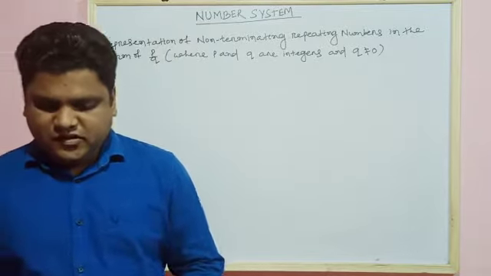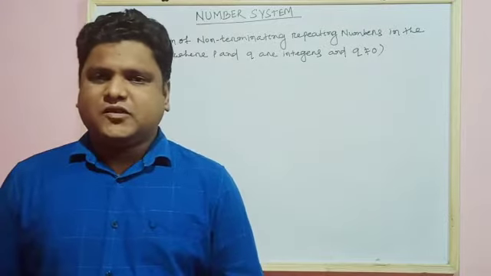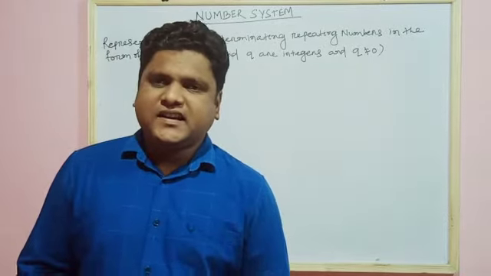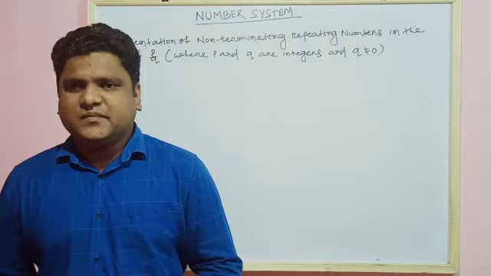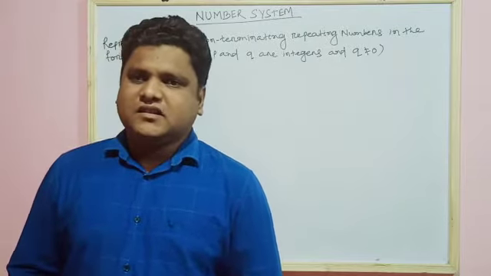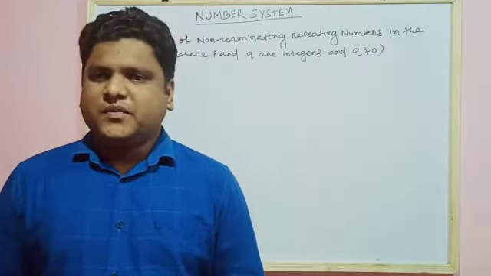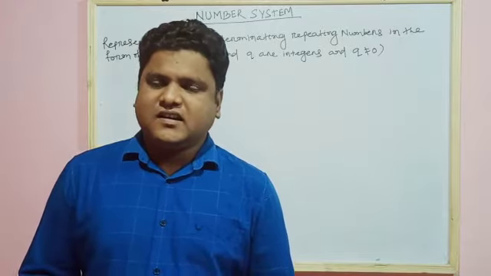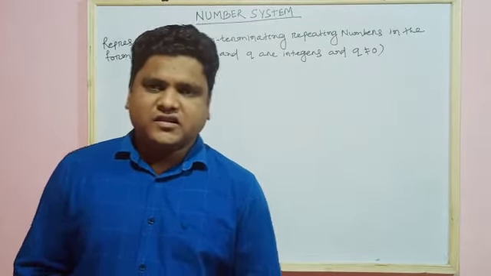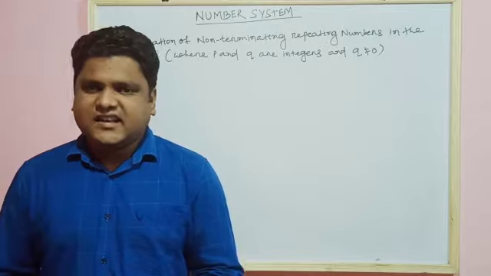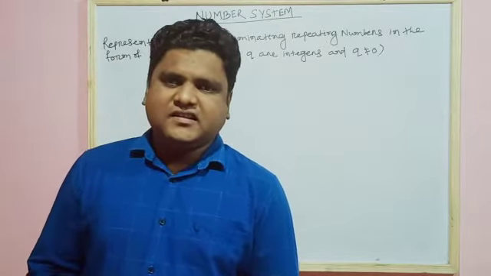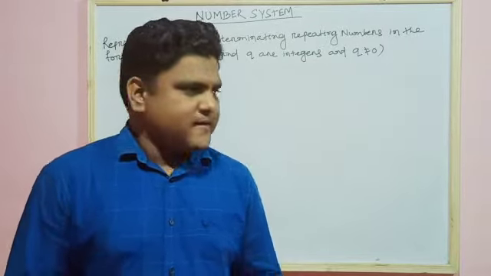So, your first chapter is number system, and today we will represent the non-terminating repeating decimal numbers in the form of p by q, where p and q are integers and q is not equal to 0. For this purpose, let's take an example, that is 0.3 bar.